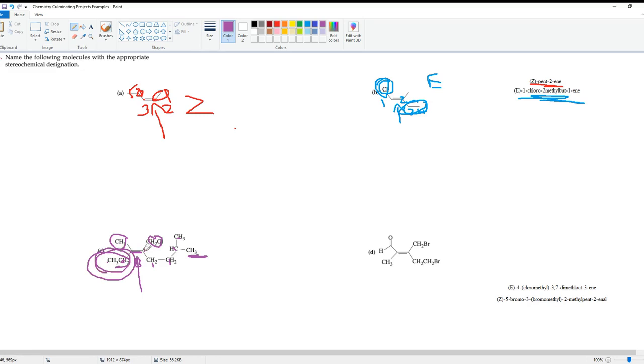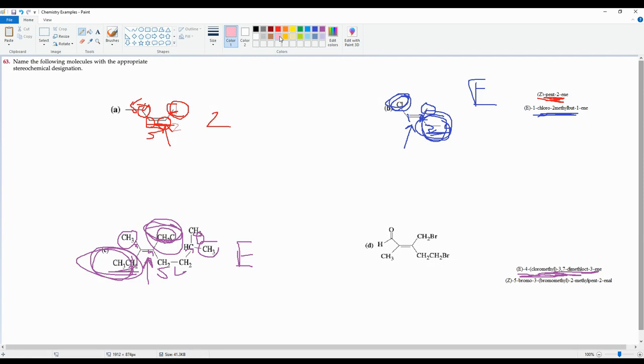And then on carbon 3, we have the chloromethyl group and then this other carbon group. And obviously because chlorine has a higher atomic number, we're going to prioritize that chlorine, making this another E isomer. More specifically, E-4-chloromethyl-3,7-dimethyl-oct-3-ene. And now for our last molecule.